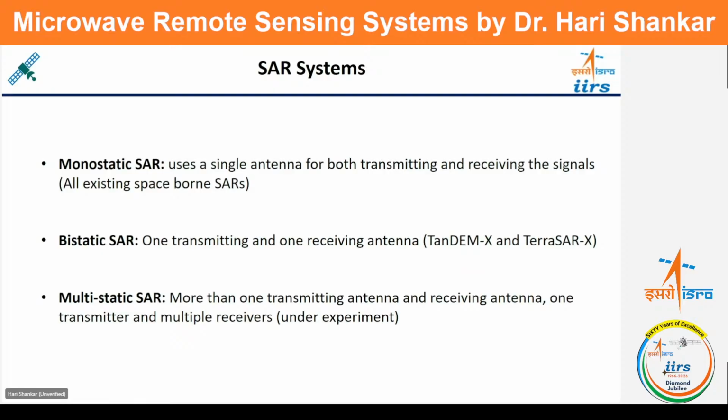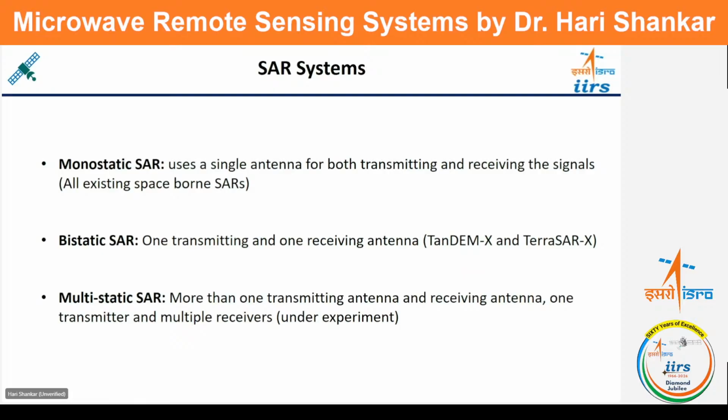Suppose the first antenna is transmitting for, let us say, 1 hour or 2 hours, and the second antenna is receiving, and after 1 hour the functioning is changed. The receiving antenna is now transmitting, and the transmitting antenna is now receiving. Depending upon which area we are trying to cover, they can be used alternatively. That concept is called the bistatic synthetic aperture radar systems.